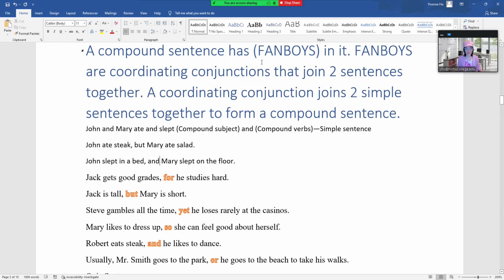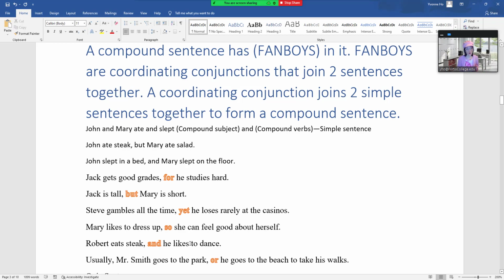What else didn't I use? For, so, FANBOYS: for, and, nor, but, or, yet, so. Or I could say, John is tall, but Mary is short. So here you have a comma and a coordinating conjunction. Here you have one independent clause, John is tall, then another independent clause, Mary is short.